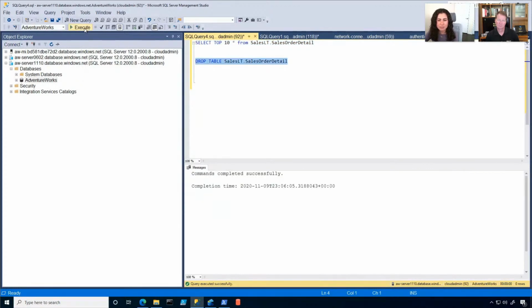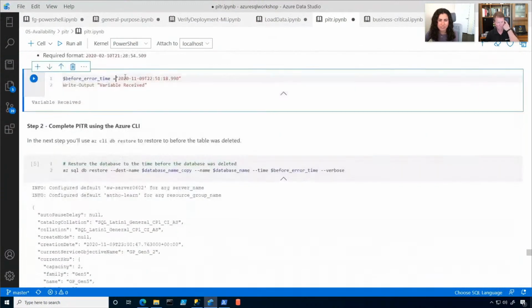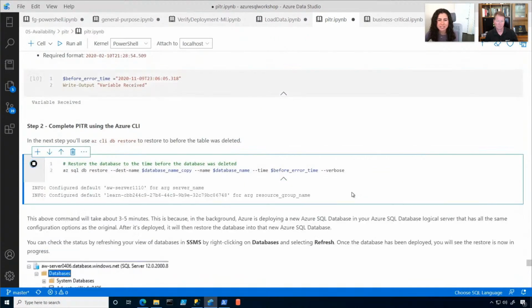So let's say somebody accidentally drops a table. I'm just going to make note of when that drop happened. In the exercises, you'll actually go deeper into this process. But for now, we're just going to manually put in the time for when we know that table was dropped. We're just going to set that as the before error time and kick off the AZ SQL DB restore. We're going to specify the database name copy.